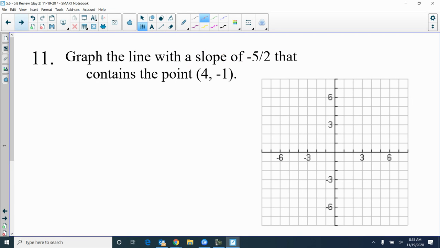All right, what's number 11 say? Graph the line that has a slope of -5/2. It contains the point (4, -1). All right, so draw an XY axis, make it fairly neat, but don't spend 15 minutes on it. So if you're drawing an XY axis, make these somewhat even.